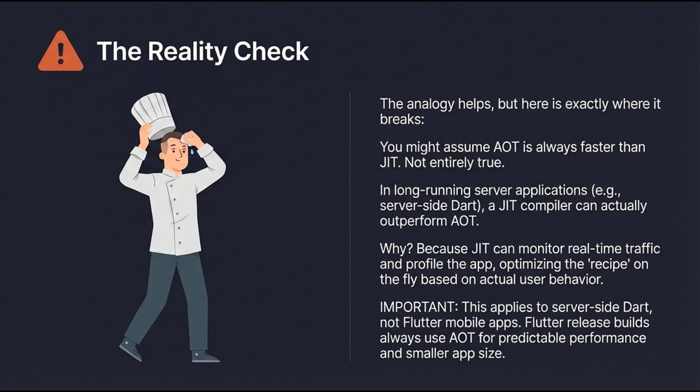Now here's a reality check. You might assume AOT is always faster than JIT. Not entirely true. In long-running server applications, like server-side Dart, a JIT compiler can actually outperform AOT. Why? Because JIT can monitor real-time traffic and profile the app, optimizing the recipe on the fly based on actual user behavior. AOT cannot learn at runtime. But important, this applies to server-side Dart, not Flutter mobile apps. Flutter release builds always use AOT for predictable performance and smaller app size.